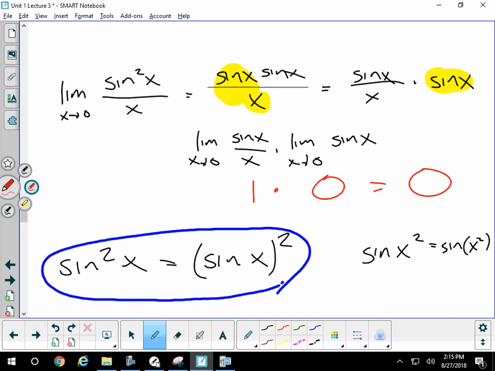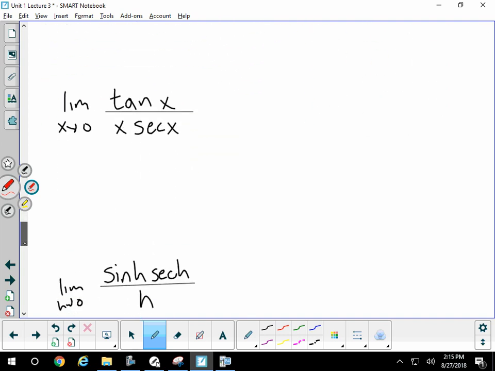That's not 0 over 0. 0 over 0 is different. 0 over 0 is undefined. 1 times 0 is just 0. It's just a number. Okay? You're not allowed to divide by 0, but we can have limits that equal 0. Okay? Try this next one. Tangent x over x secant x.